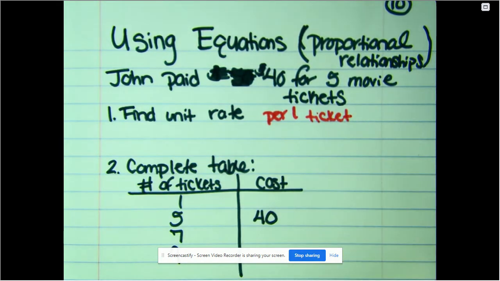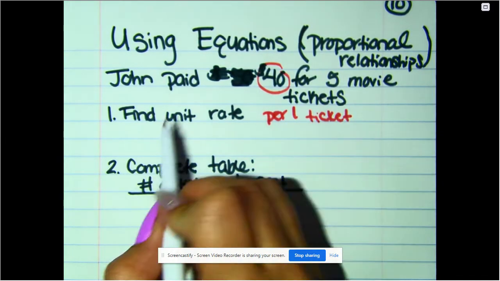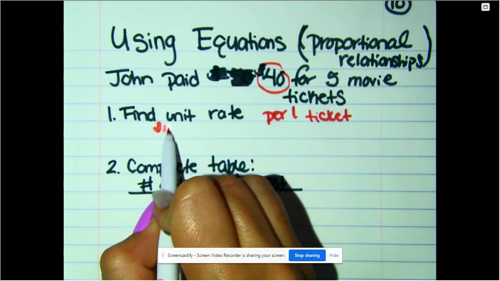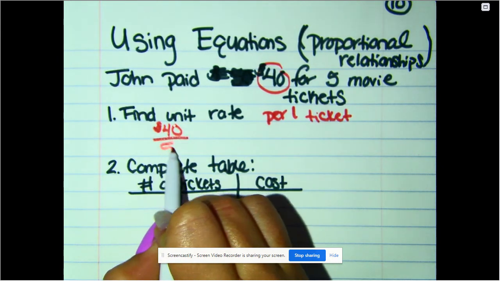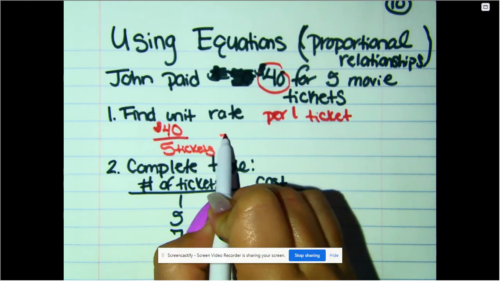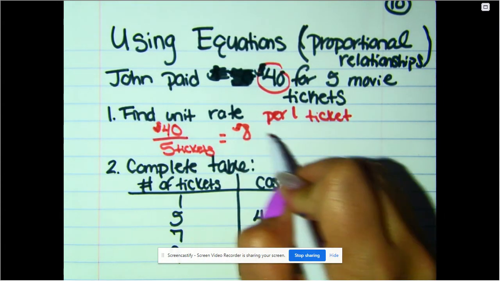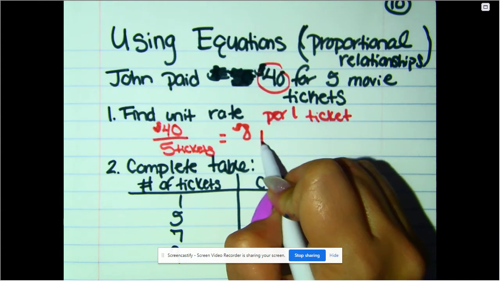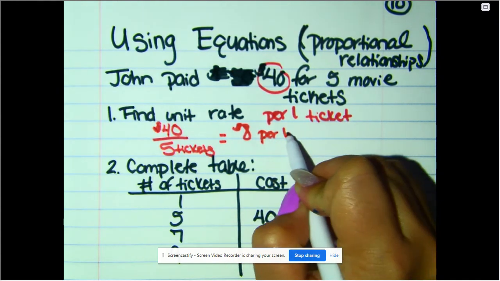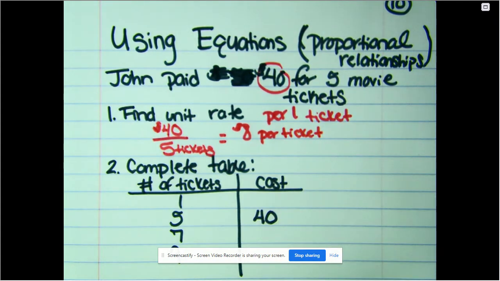So in order to figure that out, we need to do some division. I know that his total cost was 40. So we're going to do $40 divided by the 5 tickets that he purchased. Okay, and 40 divided by 5 is 8. So each ticket costs $8 per one ticket or per ticket. Again, that's just saying that each ticket costs $8.